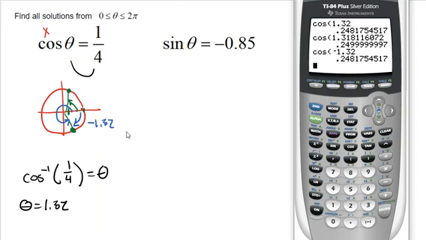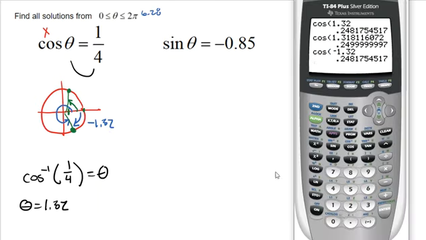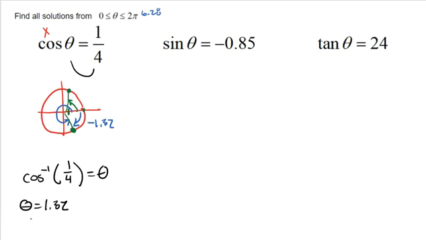But I don't want any negative answers. I asked for only answers from 0 to positive 6.28, which is 2 pi. So I don't want that answer either. So I want to find the answer that's coterminal to negative 1.32. So I'm going to take the negative 1.32 that I clearly understand as my answer, but I'm going to add a full circle to get the positive coterminal angle, which is 4.96. So there is my second solution in quadrant 4.